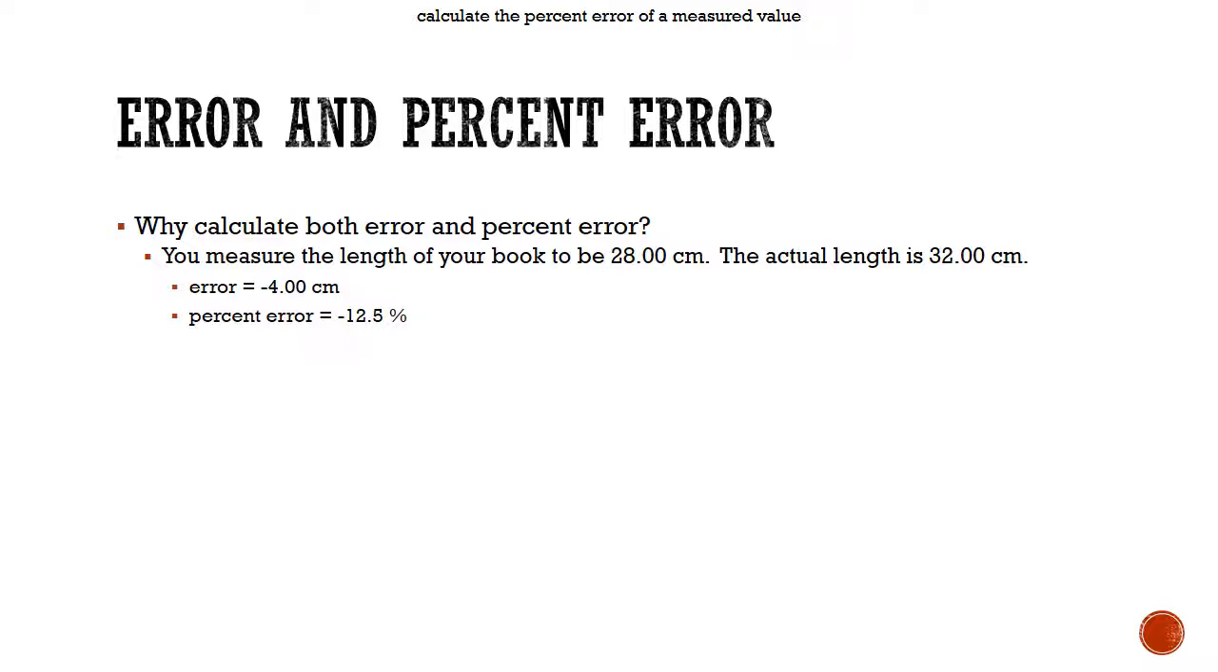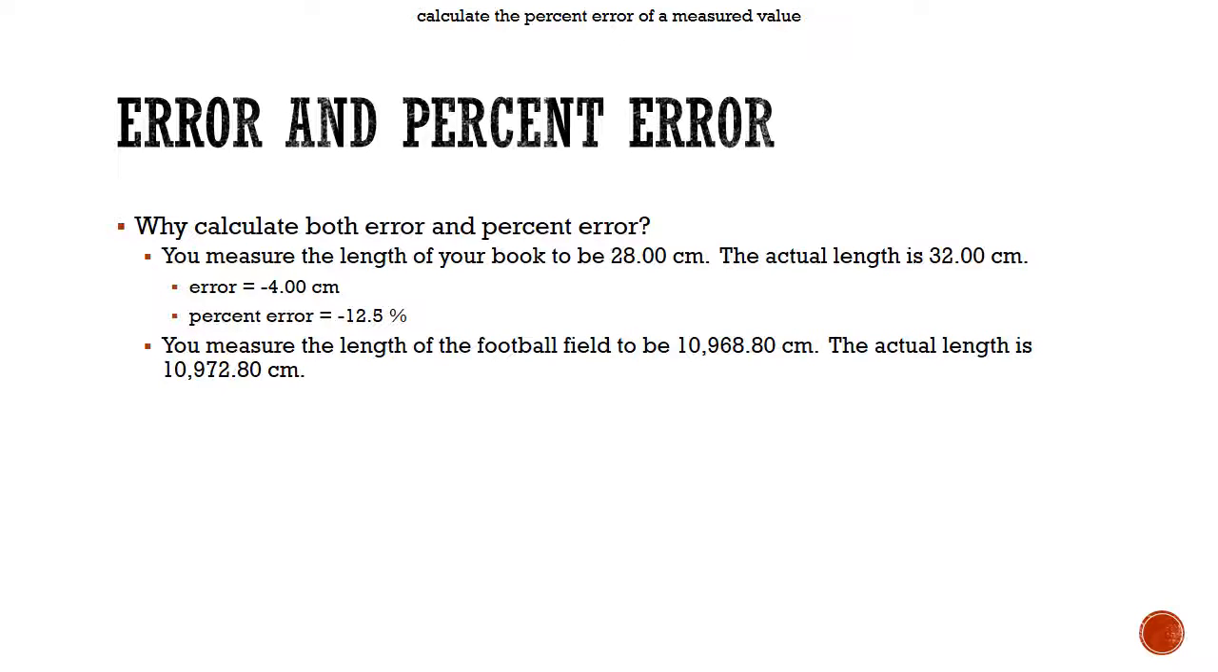Okay. Now let's say we also measure the length of a football field, and our measurement is 10,968.80 centimeters. The actual length is 10,972.80 centimeters. You'll notice here your error is also 4 centimeters too small, or negative 4.00 centimeters. So the error here is exactly the same as in measuring the book. But this measurement is way, way, way better than the book measurement, because here your percent error is only negative 0.0365%. Because that 4 centimeters is a tiny, tiny percentage of the overall measurement.